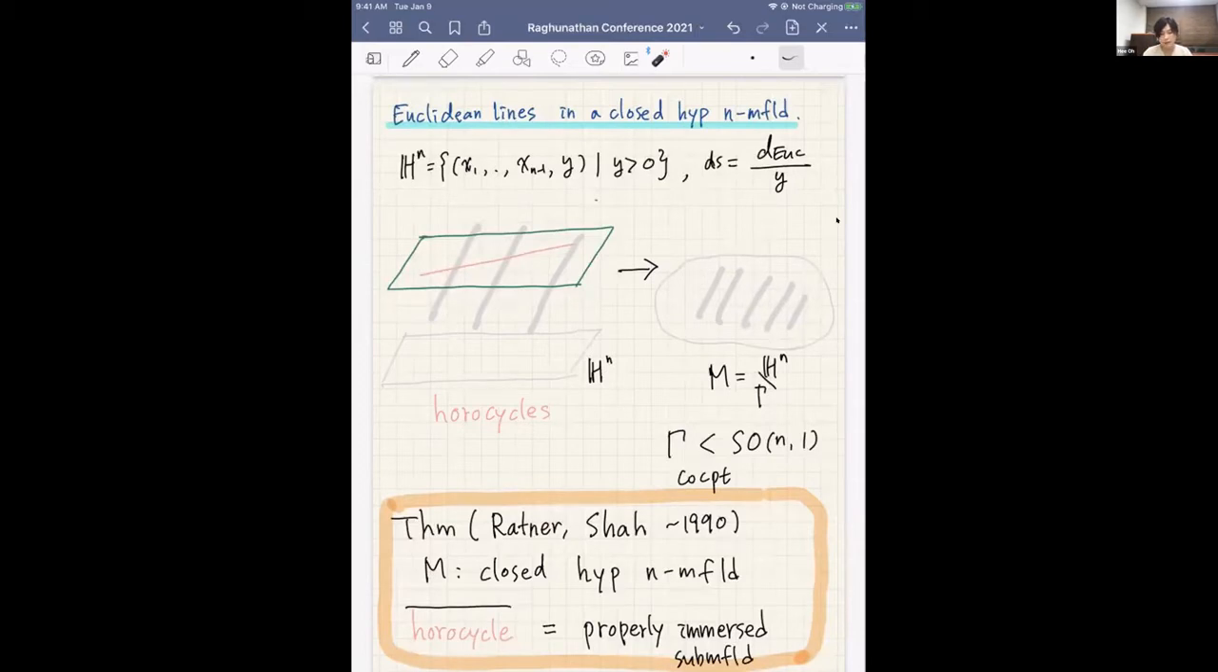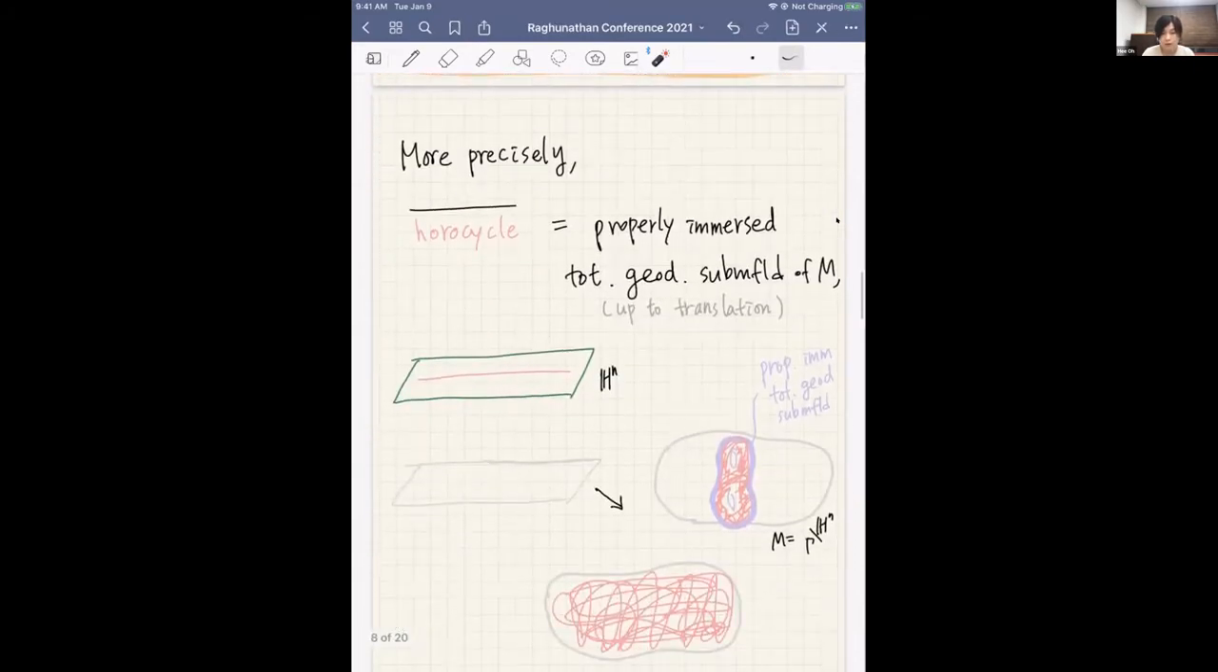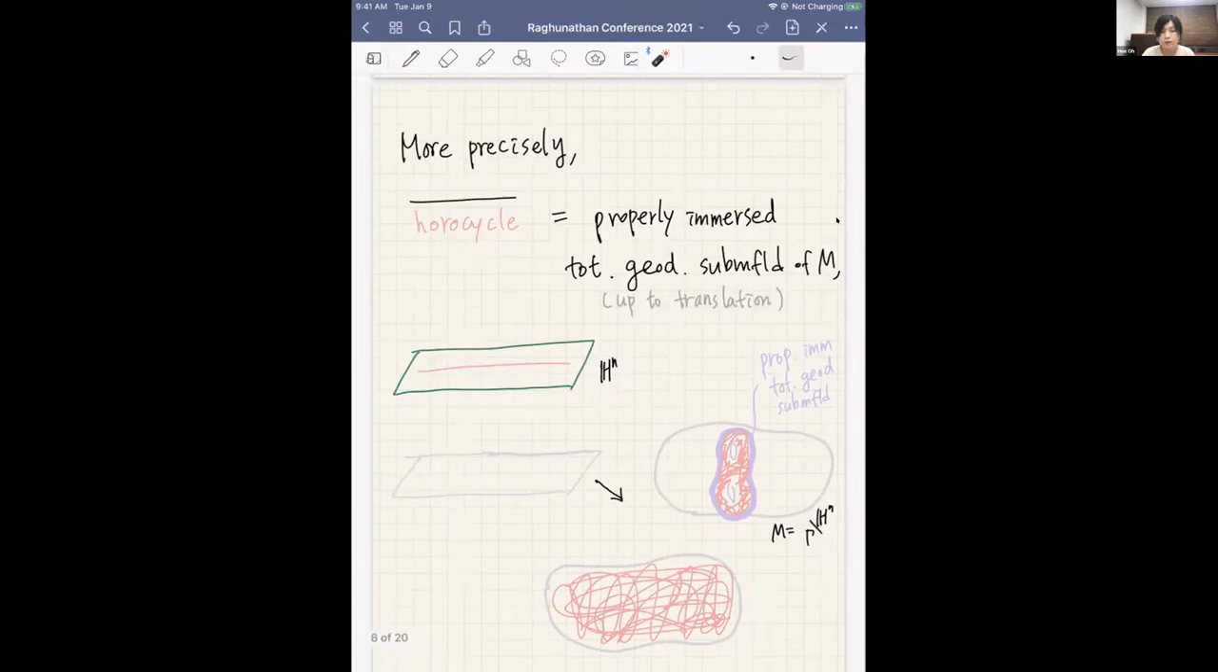Okay, because I can say actually even more precisely. So what are the possible properly immersed submanifolds? More precisely, the closure of a horocycle will be a properly immersed totally geodesic submanifold of M, up to some translation. Okay, so if my closed hyperbolic manifold M does not have any properly immersed totally geodesic submanifold, then every horocycle will be dense, as in this picture.